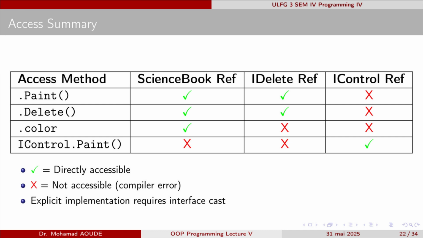A ScienceBook reference can call its own Paint and Delete and access color. An IDelete reference can call Paint, the ScienceBook override, and Delete, but not color. An IControl reference can only call IControl.Paint, the explicit one from TextBook, and cannot access Delete or color. Remember, explicitly implemented methods require an interface cast for access.